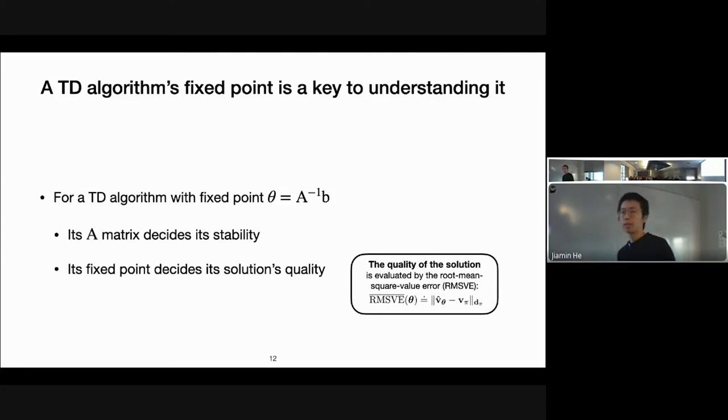Yep. Are you assuming the environment is stationary? Yes, the environment is stationary in this simple study, yeah.